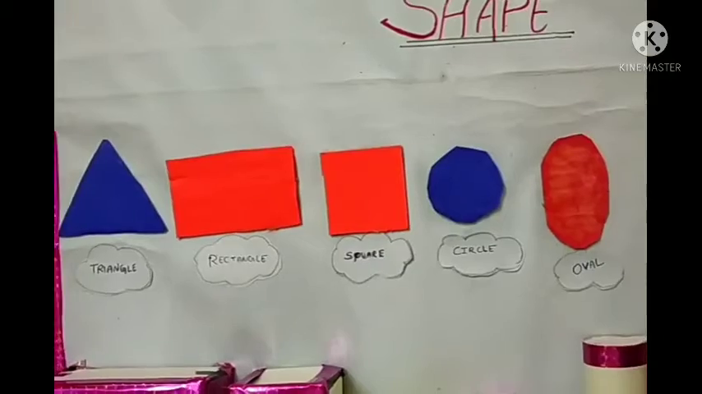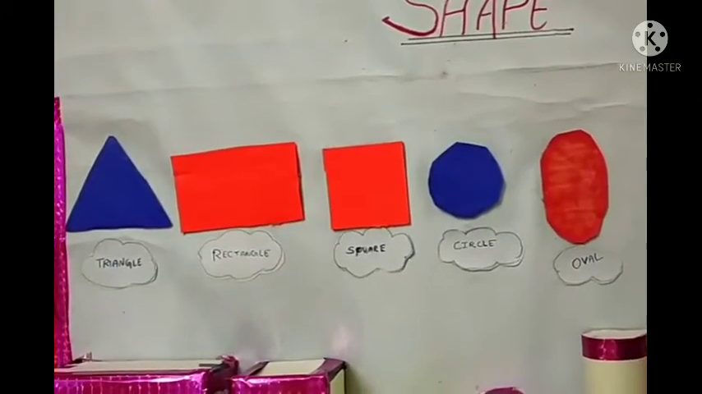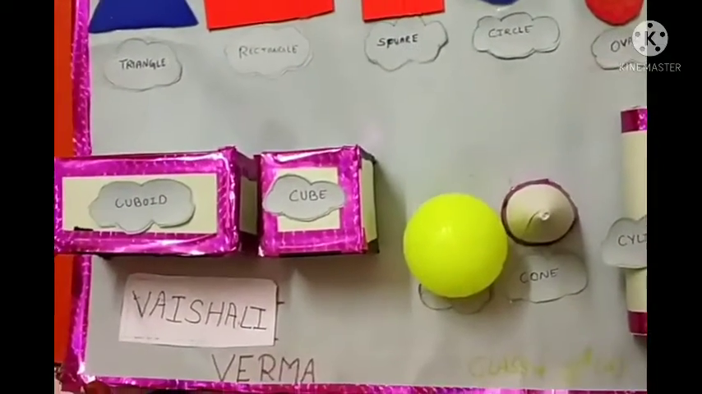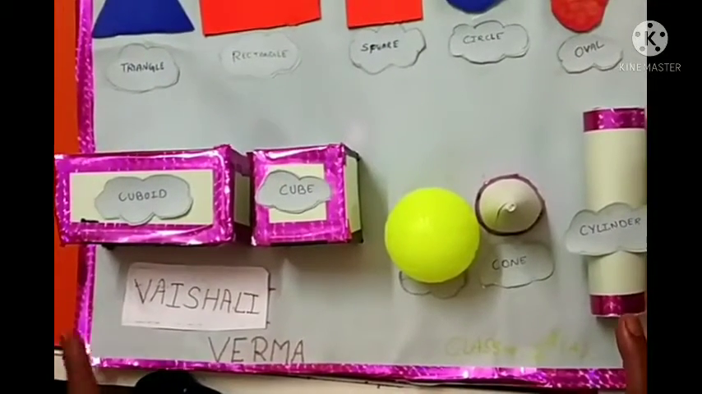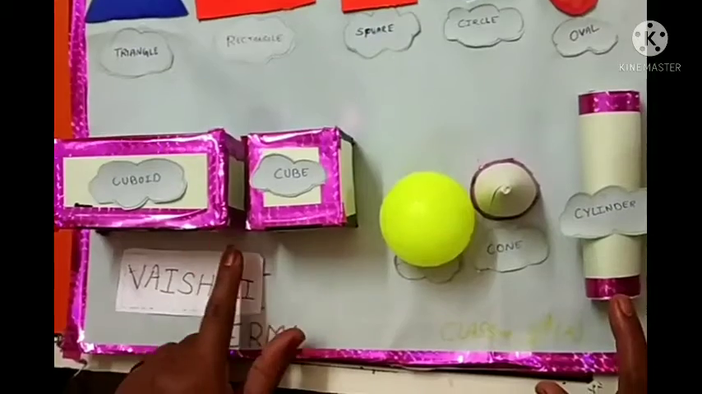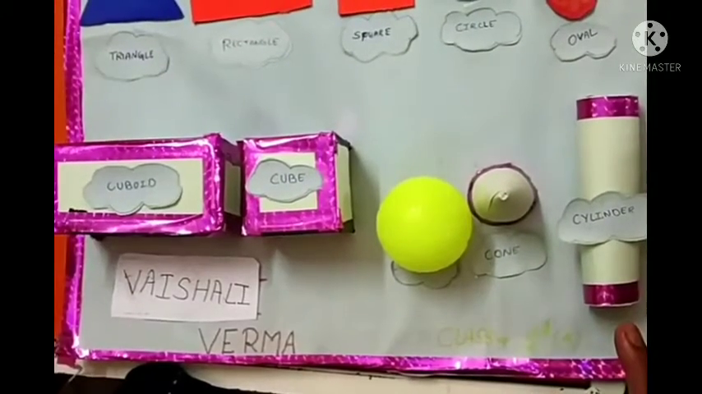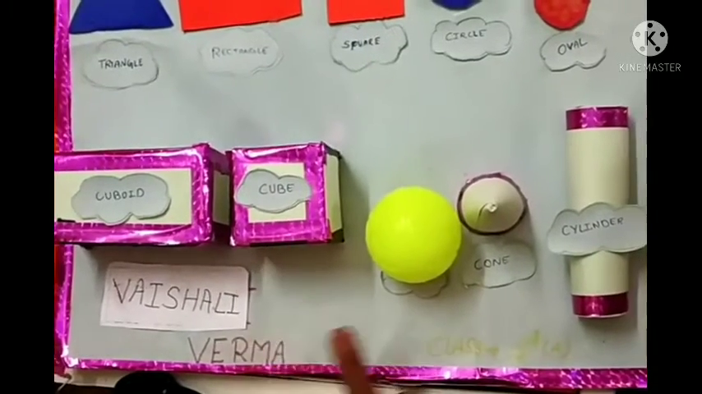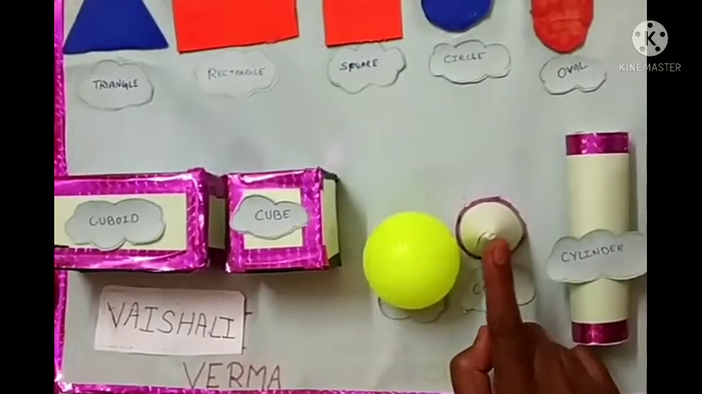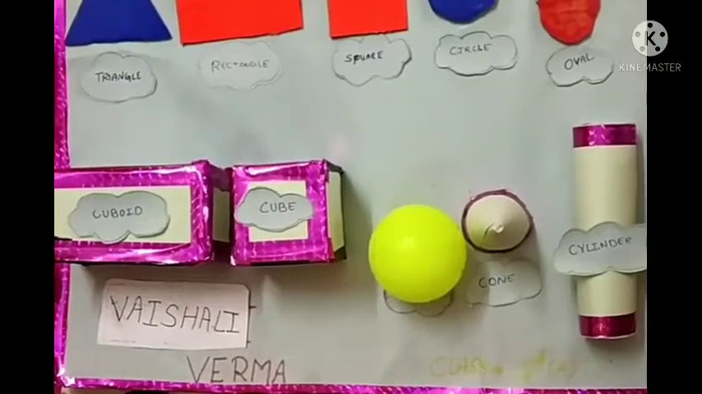Here you can see some examples of 3D shapes. A 3D shape means one which has three dimensions: length, height and width. These are cuboid, cube, sphere, cone and cylinder.